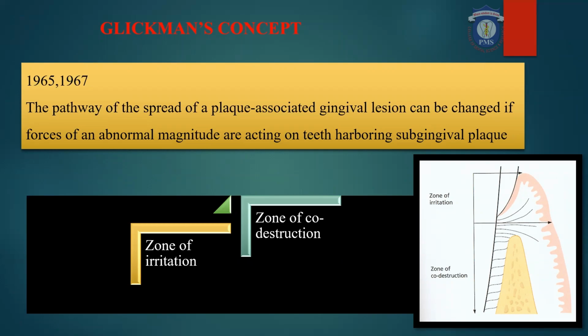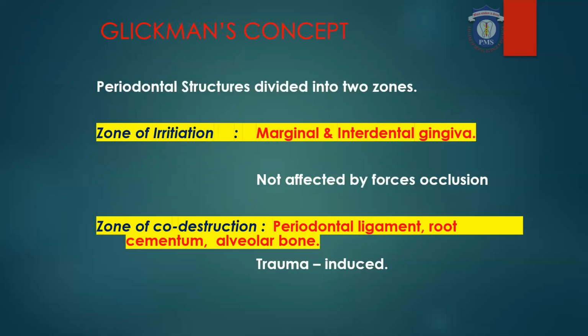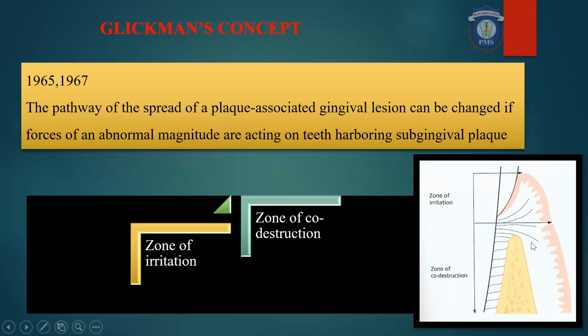Based on this concept, there are two zones: the zone of irritation and the zone of co-destruction. In this diagram, you can notice that the zone of irritation is mainly confined to the marginal gingiva and interdental papilla, whereas the zone of co-destruction involves the underlying supporting structures like periodontal ligament and alveolar bone. As long as the inflammation is confined to the gingiva, the inflammatory process is not affected by the occlusal forces. So the zone of irritation is not affected by the occlusal forces.